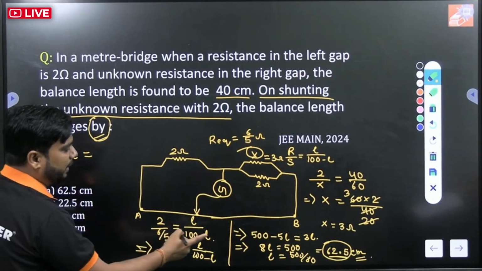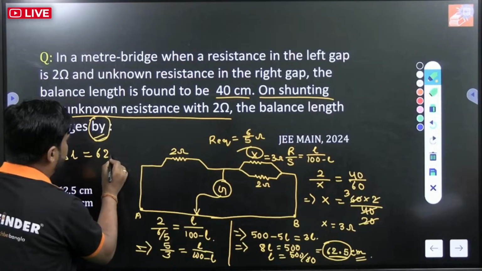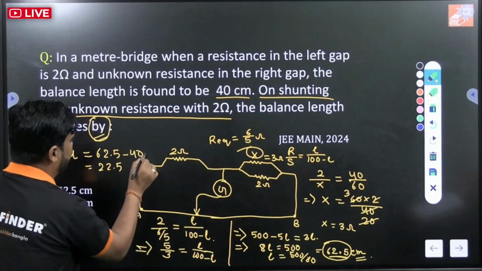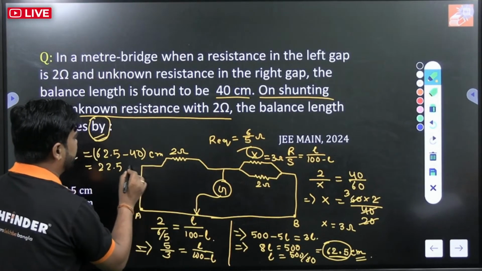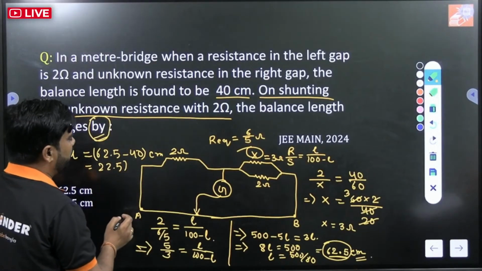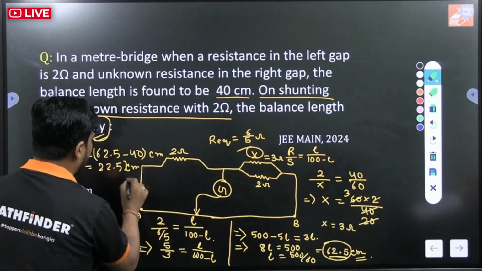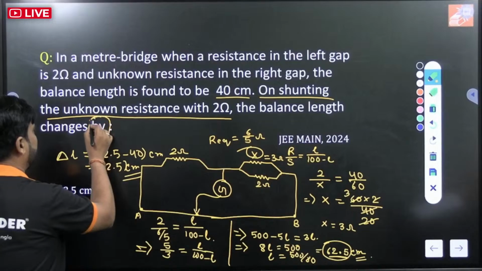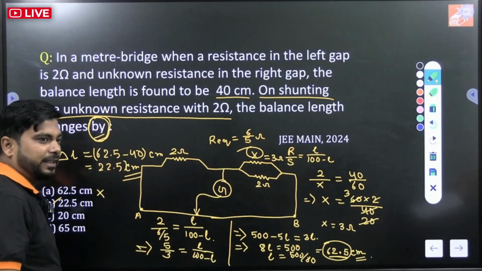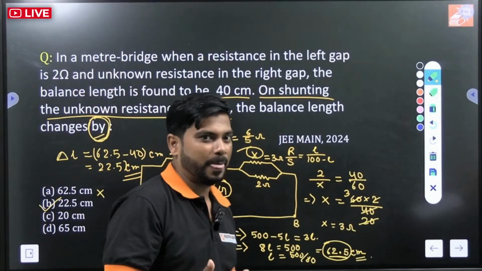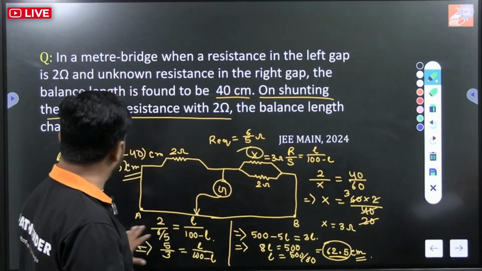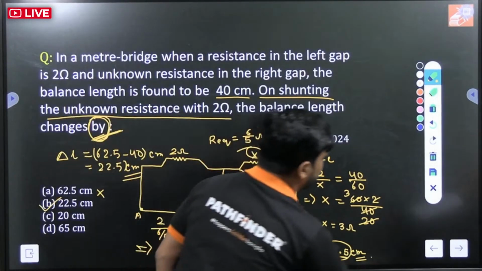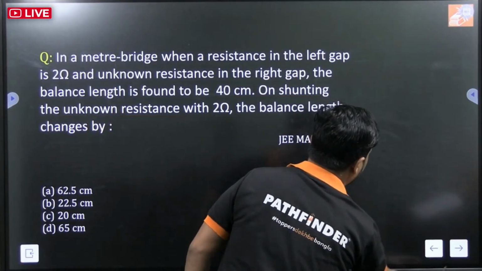So changes by means, what is your delta L here? Delta L will be equal to 62.5 minus 40. So basically it is 22.5 centimeter. So maximum students are making mistakes in this step. So it is 22.5 centimeter. So the answer is not 62.5. The answer is 22.5. You have to be very careful when you are reading the question, whether it is changes to or changes by. Clear? Now let's move to the next one. I hope this question is pretty clear because I chose this question only because of this statement. Next, let's move to the next one.